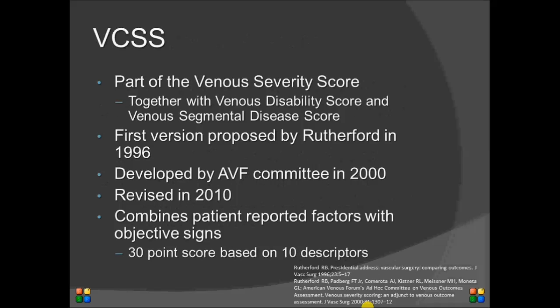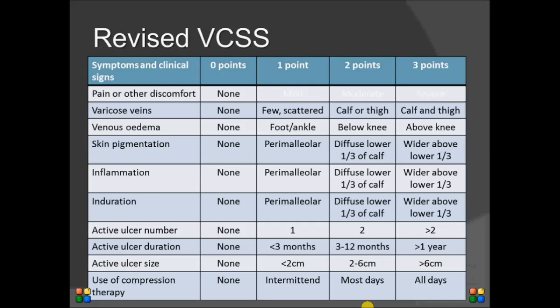VCSS is again better than the C development of the C classification. It gives further detailed information about the clinical status of the patient and what you see when you investigate the patient, and it's helpful to get more detailed information there. This is the revised VCSS. Well, I won't go into detail, but it quantifies the C of the CEAP a little bit better.